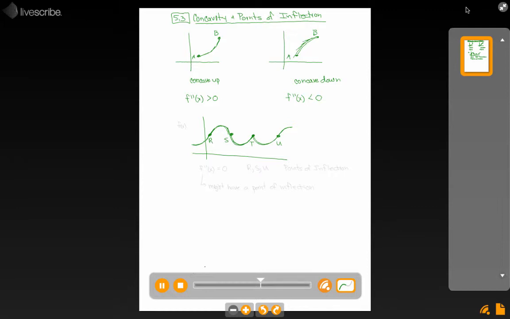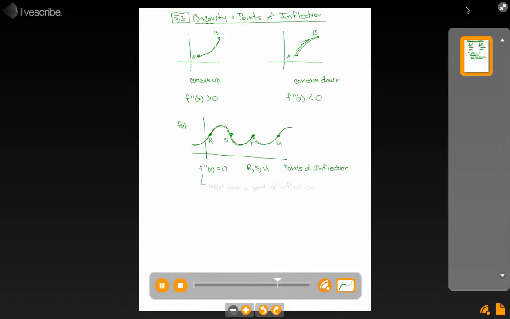If I don't have the function here written out, but if I just call this f of x, the second derivative of this function is 0 at these points. These points are changes of concavity, R, S, and U, that is. R, S, and U are what we call points of inflection. A point of inflection is just a place where the concavity changes. So at point R, you're going from concave up to concave down. At point S, you're going from concave down to concave up.